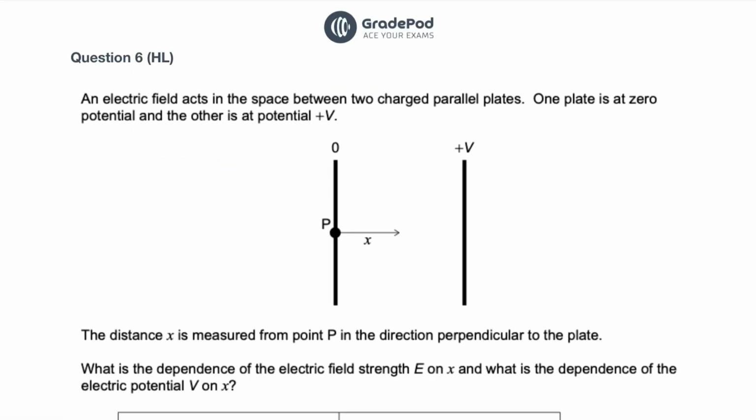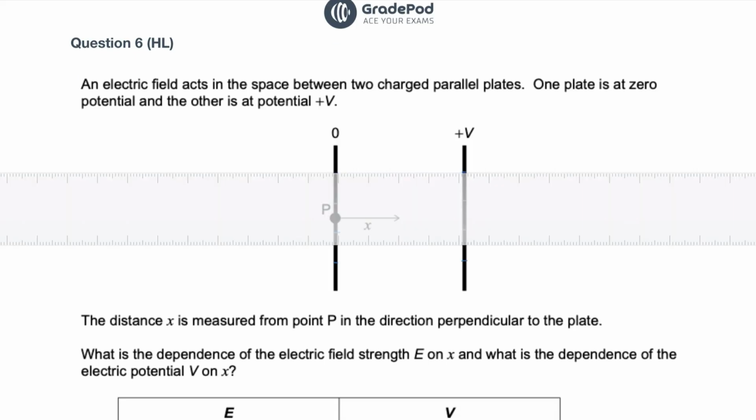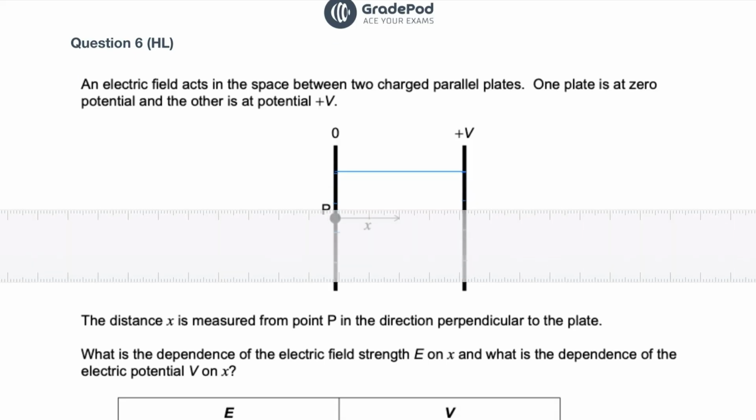Question 6 is higher level only. An electric field acts in the space between 2 charged parallel plates. One plate is at 0 potential and the other is at potential plus V. The distance x is measured from point P in the direction perpendicular to the plate. What is the dependence of the electric field strength E on x, and what is the dependence of the electric potential V on x? Let's look at the electric field strength first and draw the electric field lines.